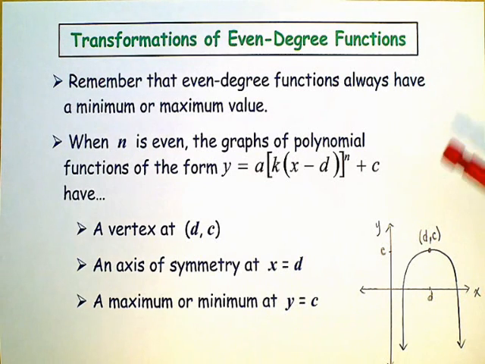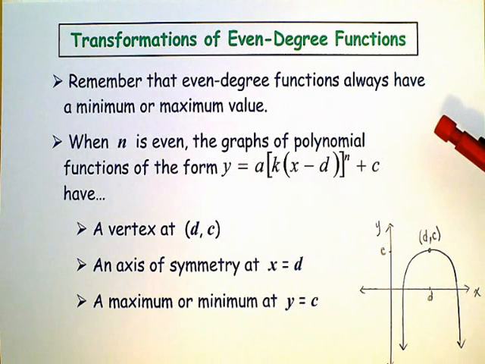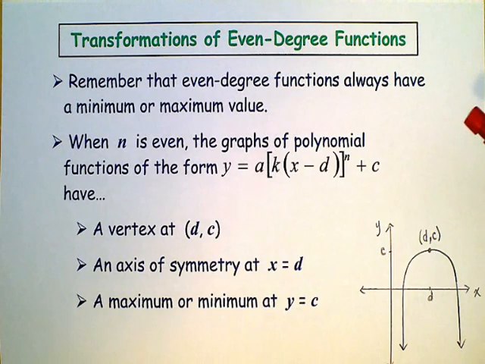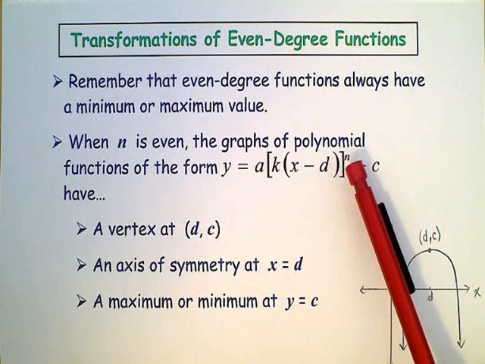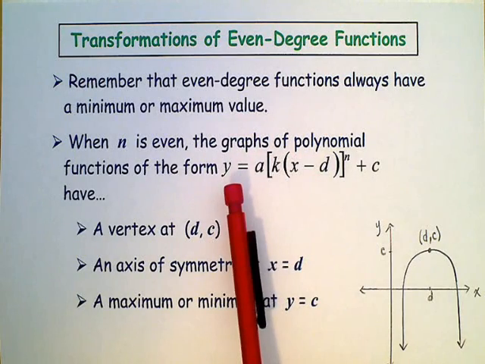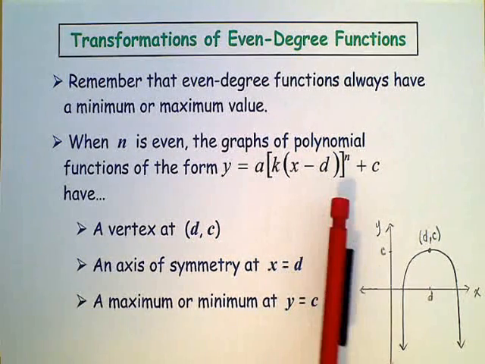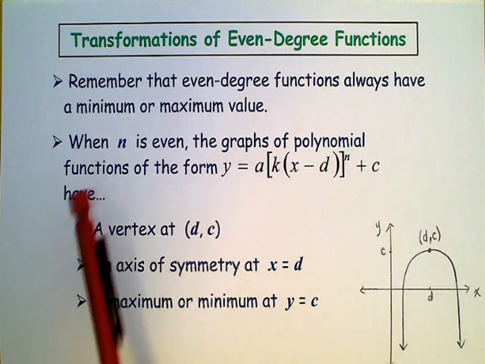Remember, since even degree polynomial functions have a minimum or a maximum value, when n is even, the graphs of polynomial functions of the form y equals a[k(x minus d)] to exponent n plus c have a vertex at (d, c).